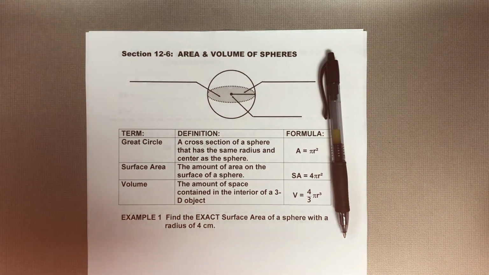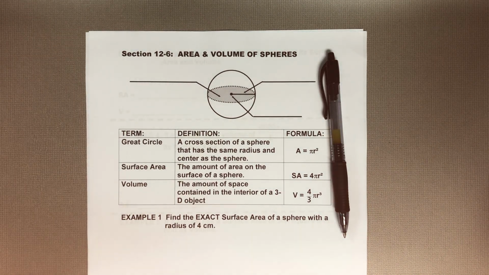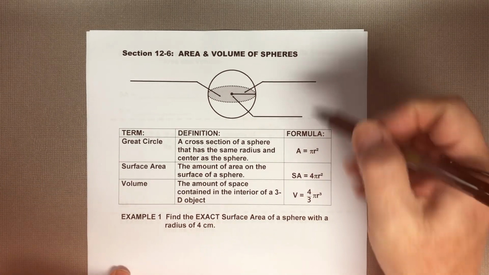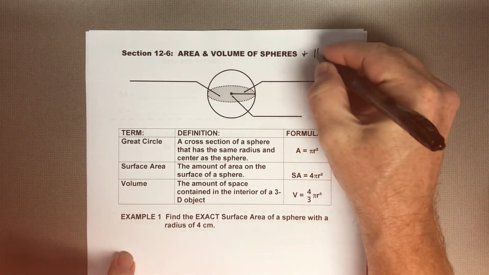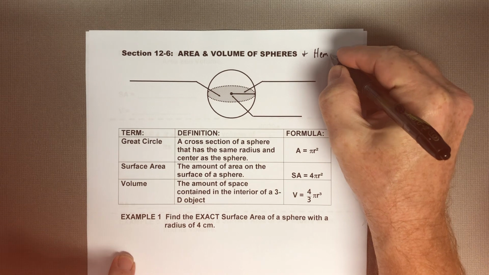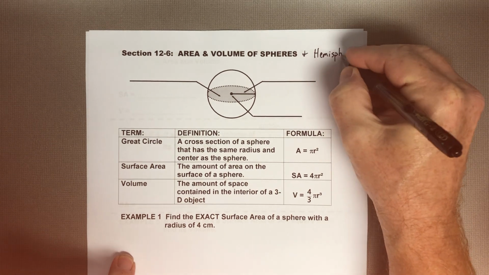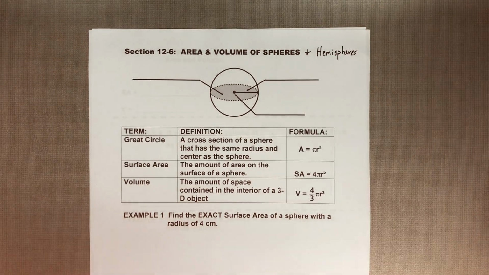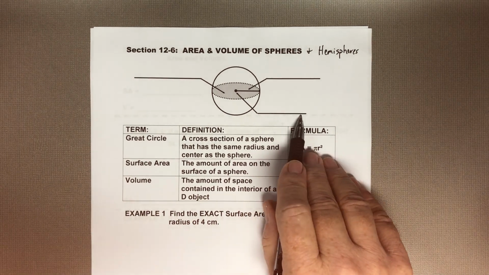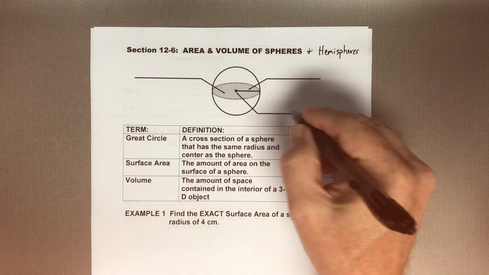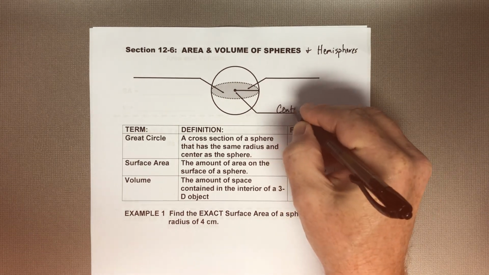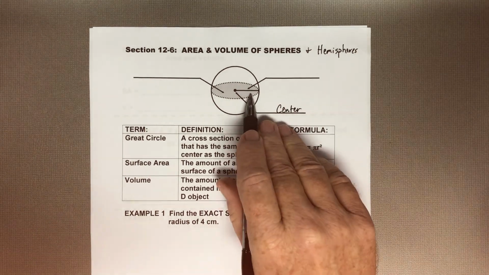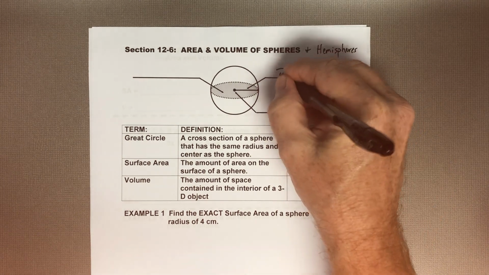Hello, ladies and gentlemen. Today we're going to look at area and volume of spheres and hemispheres. So let's add that in here. Now, this arrow right here is pointing to the center of that sphere. This is pointing to the radius of the sphere.